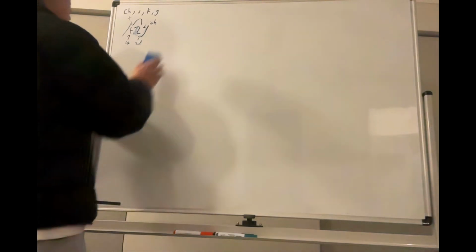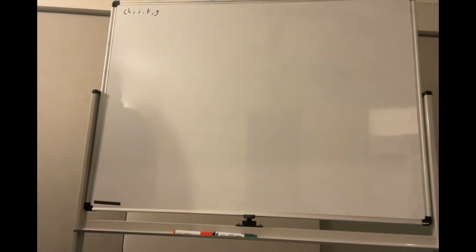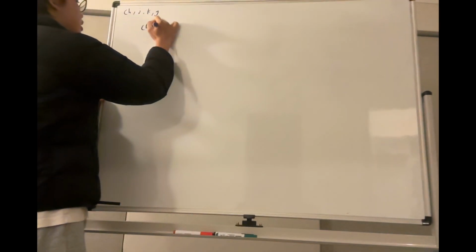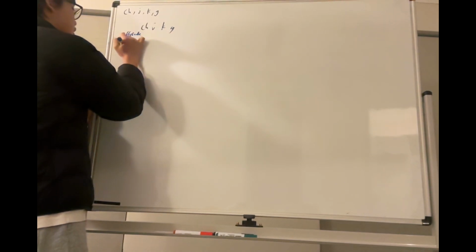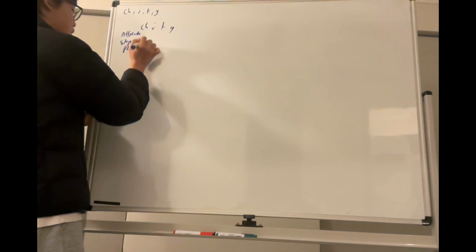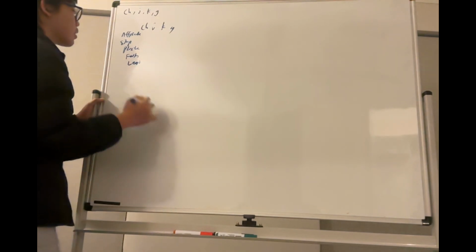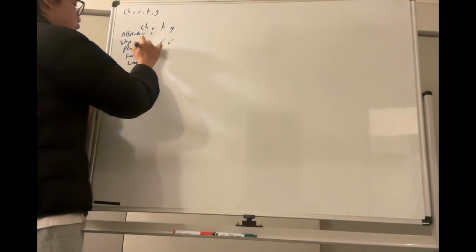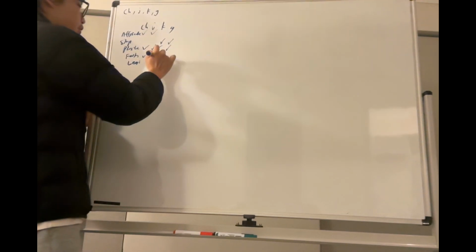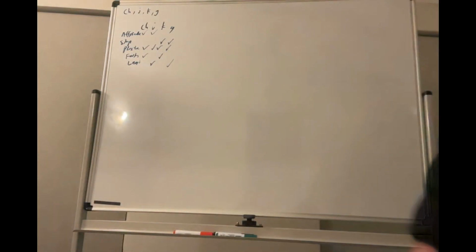So I guess I'll do a property table. C, H, J, K, G. Affricate, stop, plosive, fortis, lenis. Right? CH and J are affricates. K and G are stops. They are all plosives. These 2 are fortis, and these 2 are lenis. Right, and those are the properties of the 4 consonants that we're talking about today.